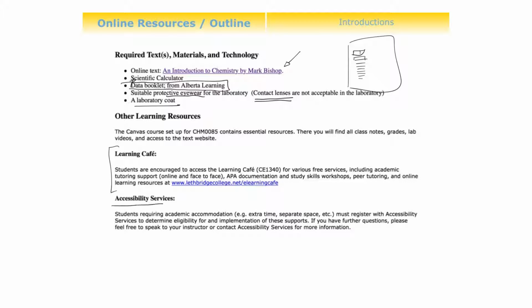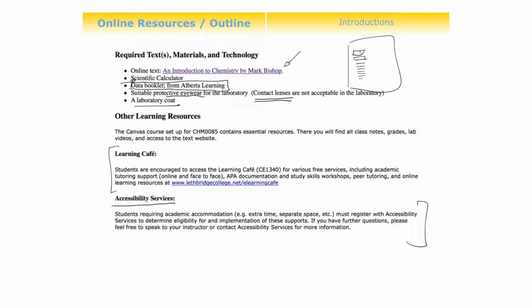We also have an accessibility services area, so if you require extra time to write an exam or a distraction-free space, that kind of thing, or if you have trouble reading some text and you need an auditory version of that, accessibility services is a great place to go. We don't have their office number here, but it's on the main floor, just around the corner from student services, back to the left. You can go in and talk to them and see if that service meets your needs. They're very good at helping you out.